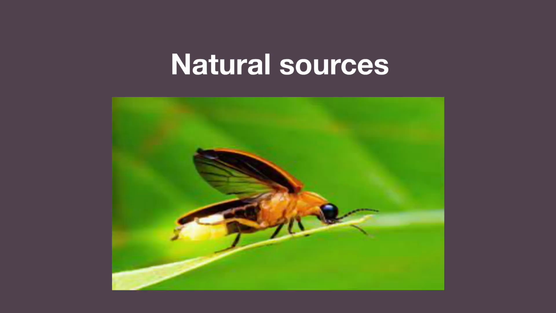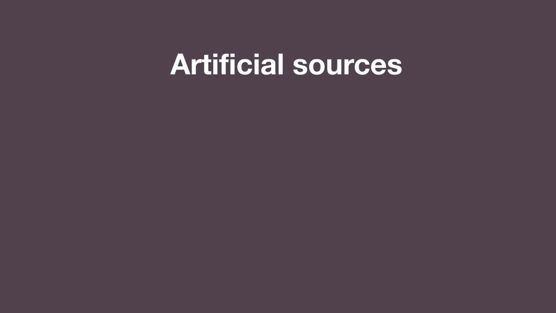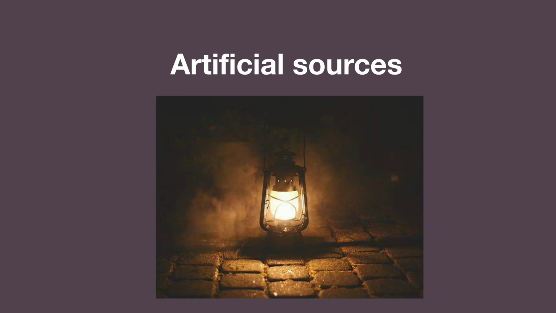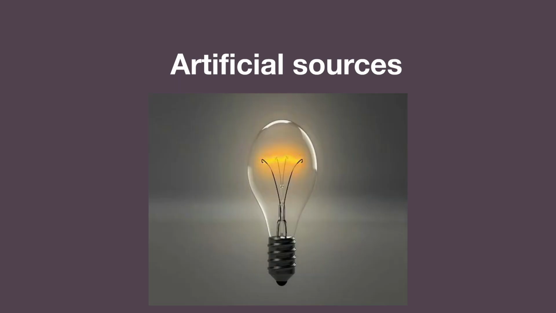Fireflies emit natural light. Artificial sources of light are man-made sources of light like candles, fire, oil lamps, electric light. Electric light today is the most important form of artificial light.